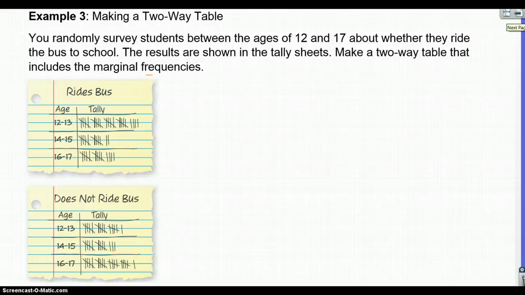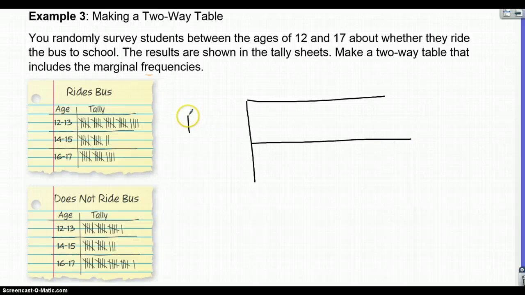Second part of this is you have to make your own two-way table. So you randomly surveyed the students between the ages of 12 and 17 about whether they ride the bus. The results are shown. So here we go, ride buses and do not ride buses. That's our first point of data. So I would start there by saying, I'm going to do it on the side over here. So I have rides bus and does not ride bus.